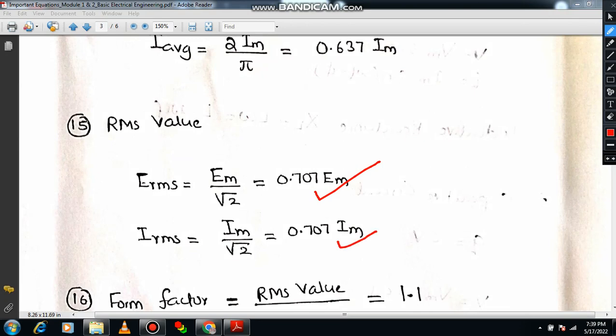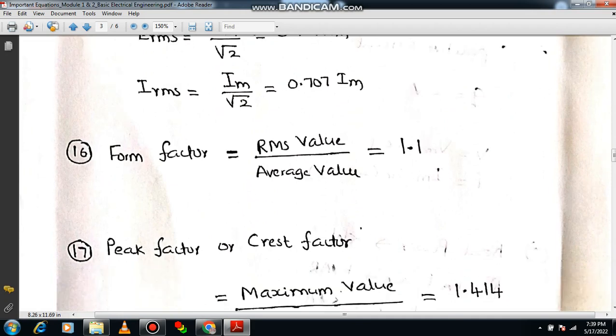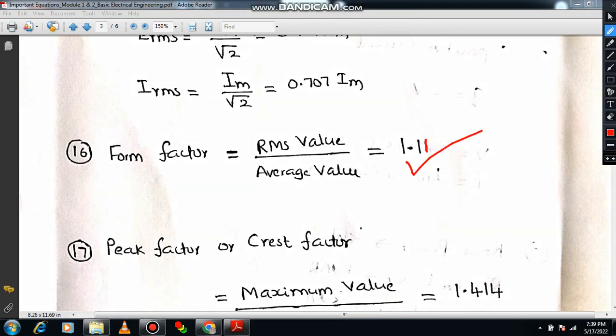IRMS equals 0.707 Im. Likewise, one more important terminology which can be expected in the examination: what is form factor? It is the ratio of RMS to average value. You will be getting 1.11. Likewise, you can calculate the peak factor.